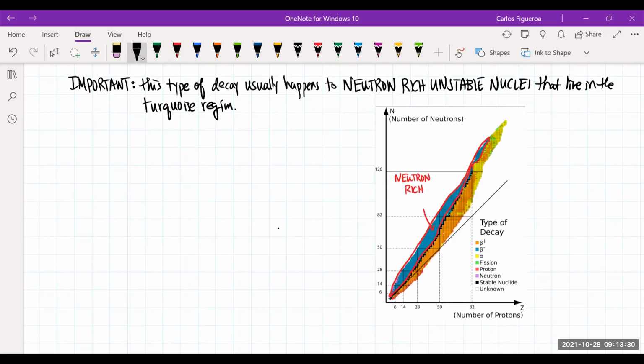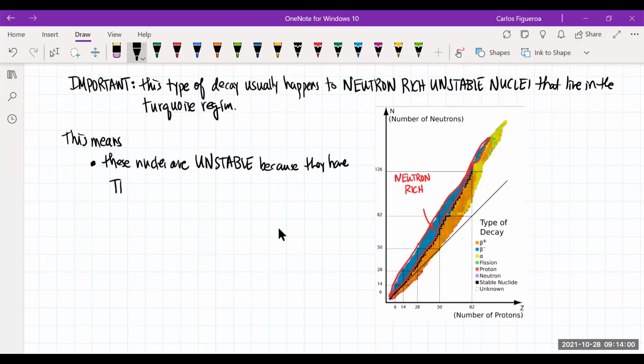So I'm going to continue with this important point here. This means that these nuclei are unstable. And we know why they're unstable. They're unstable because they have too many neutrons and too few protons.